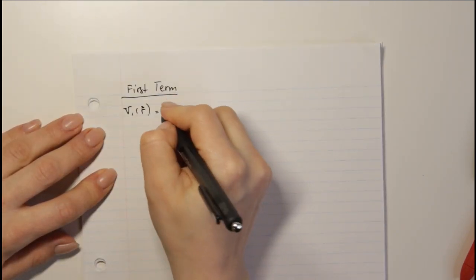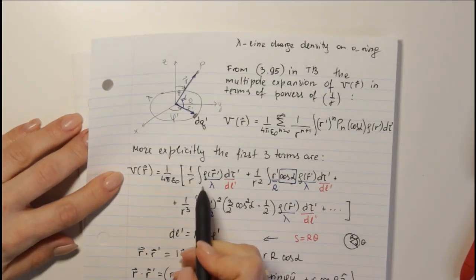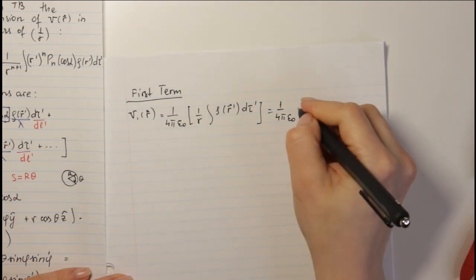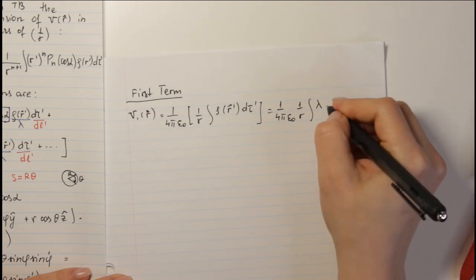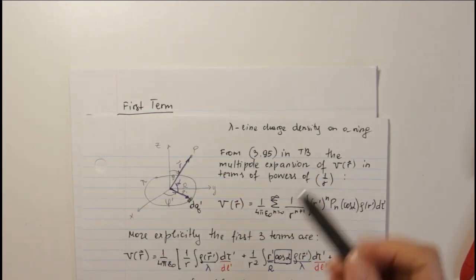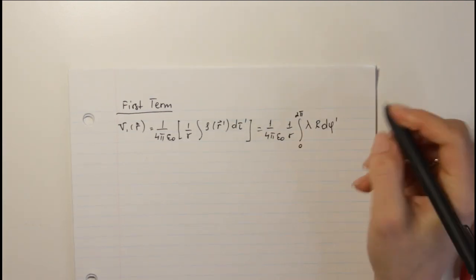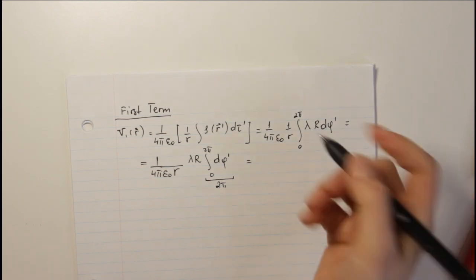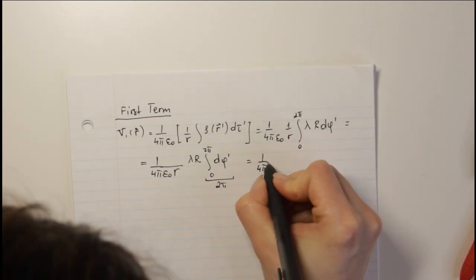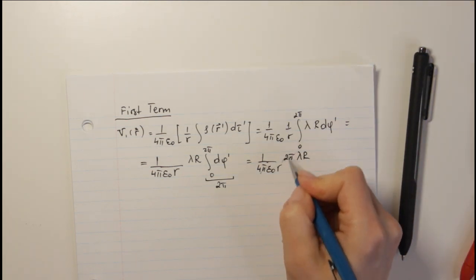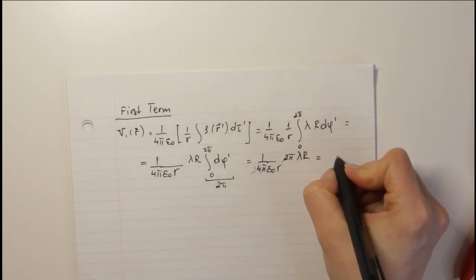Okay, so for term 1, looking here, it's 1 over 4 pi epsilon 0, 1 over r, lambda r d phi prime. When we are integrating over the phi prime angle, we're just going around the circle, so the integration bounds will be from 0 to 2 pi. And so the first integral is really simple, d phi prime, which is just 2 pi. Now we can cancel the pi's and the 2's cancel.